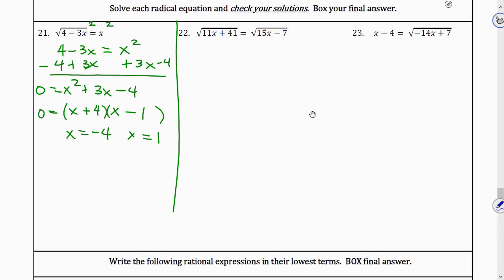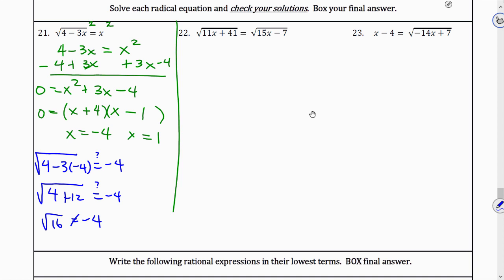So quickly plugging them back in, I have the square root of 4 minus 3 times negative 4. Does that equal negative 4? Well, solving things inside the square root, I have 4 plus 12. Does that equal negative 4? I have the square root of 16, which is equal to 4. That does not equal negative 4. This is an extraneous solution.